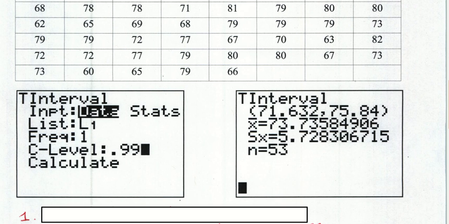It's giving you a bunch of other data too about the sample. It's telling you what the sample mean is, 73.73584906, and the sample standard deviation 5.728306715, and that sample size was 53. So let's go through and use this data to state our confidence interval.